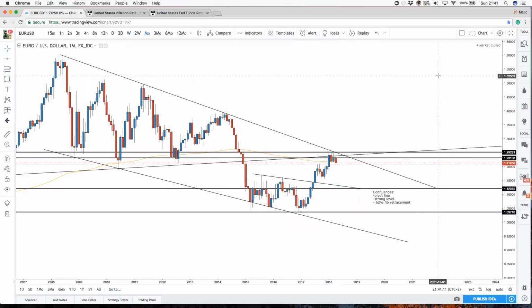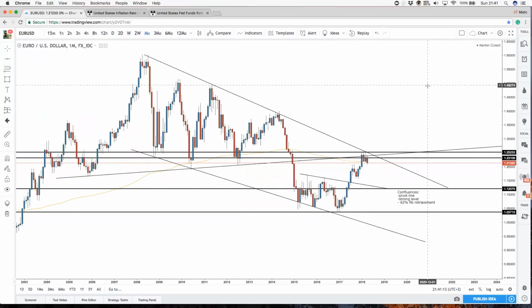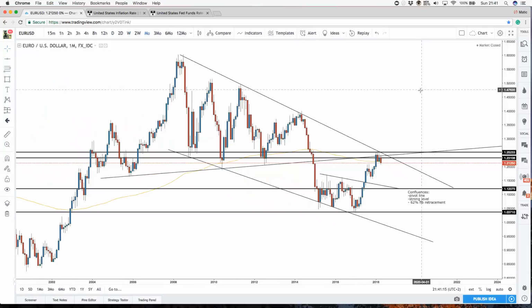As you can see, that's not rocket science. It's just simple use of different kinds of confluences and just looking for them. What will happen will happen. So the next thing, very important, you have to use your risk management. If you don't use risk management, then it just doesn't make sense.